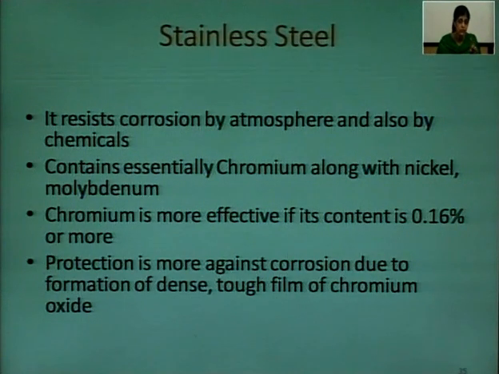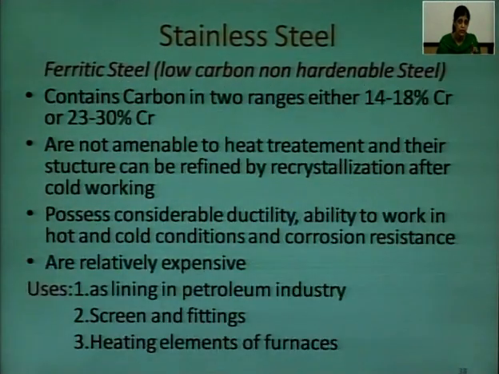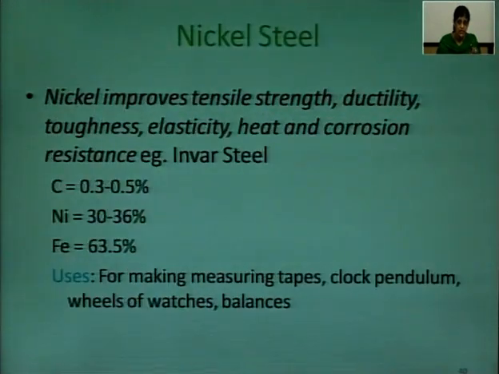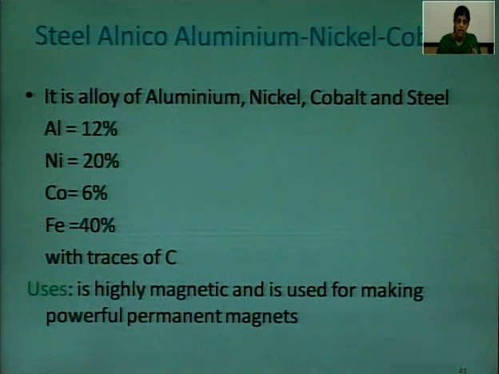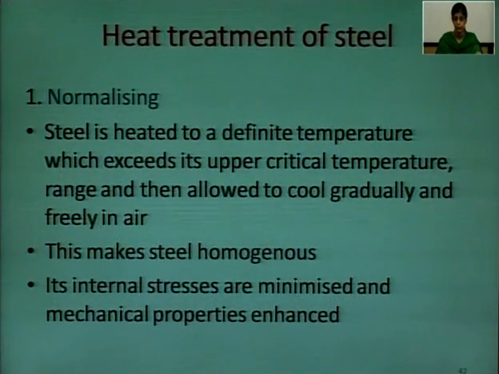We have three types of steel: stainless steel, nickel steel, where nickel improves the tensile strength and ductility, and then Alnico steel, where aluminium is there. Now, let me first discuss the heat treatments of steel.